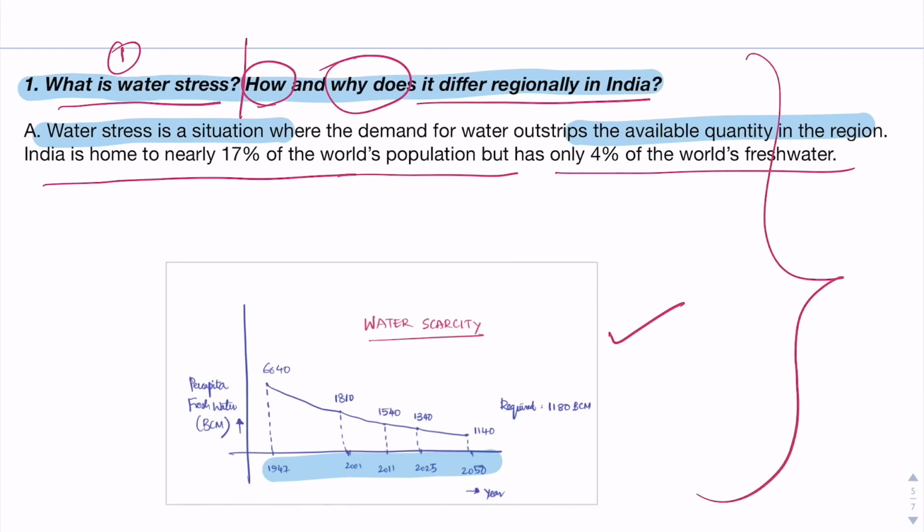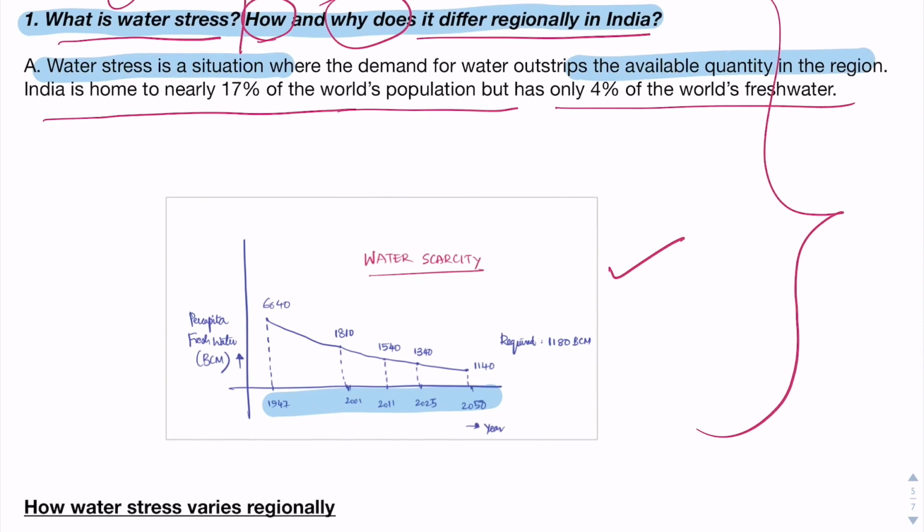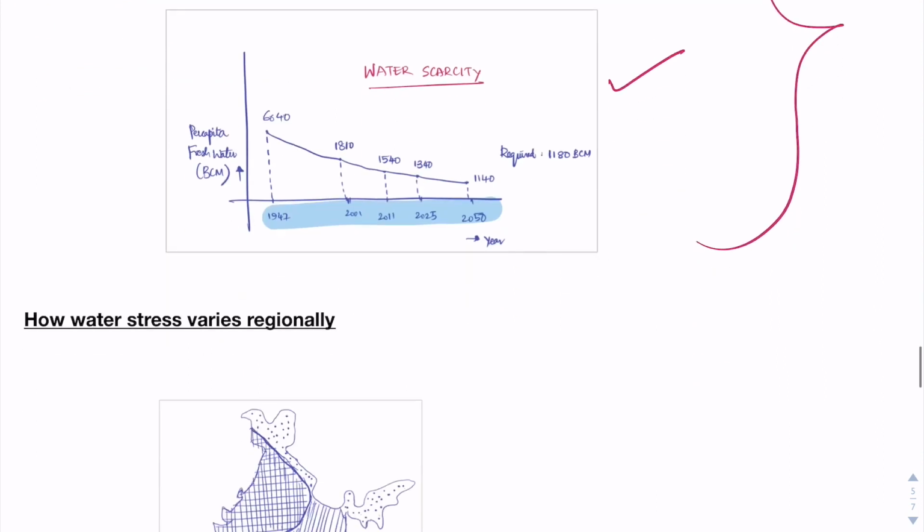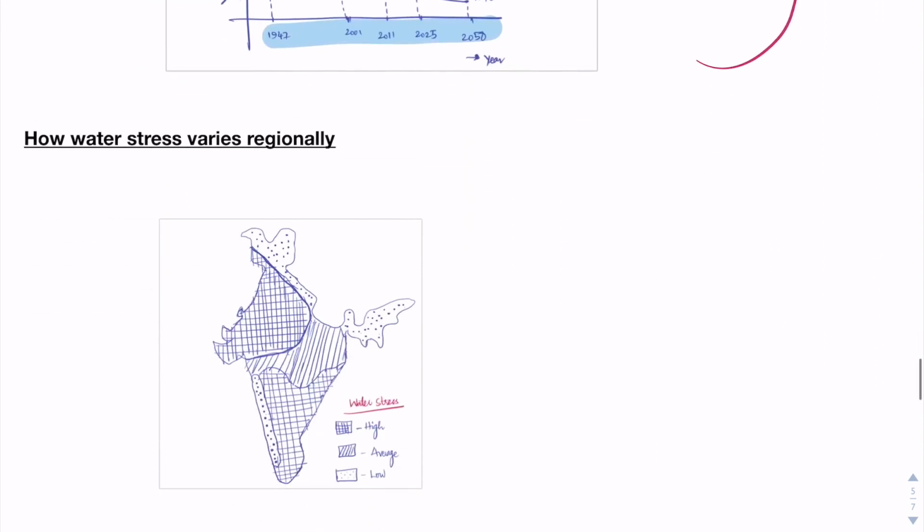Now this forms a good introduction to your answer. You have added certain value to the question that is asked instead of writing vague opinionated statements. Next, you discuss how water stress varies regionally. Here you draw an India map broadly delineating areas with high, medium and low water stress. Now these need not be absolutely perfect, but a broad categorization would do just fine.